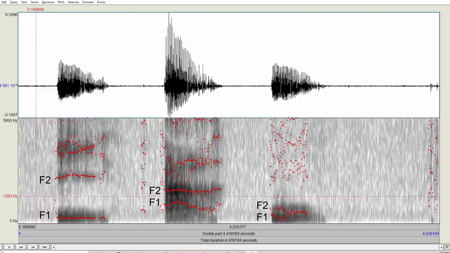So let's play these now and you can hear the difference in vowel quality and see it in the spectrogram. E, a, u.